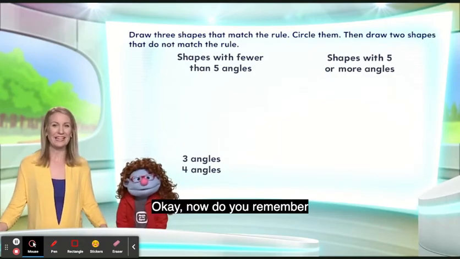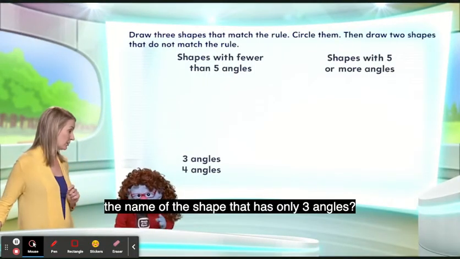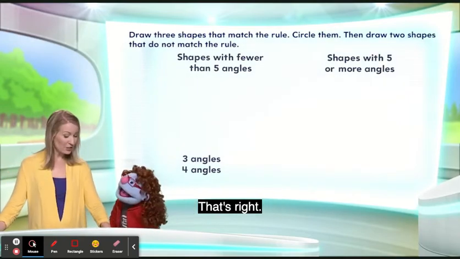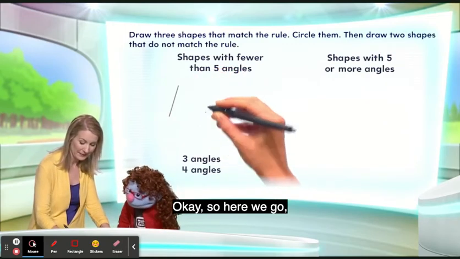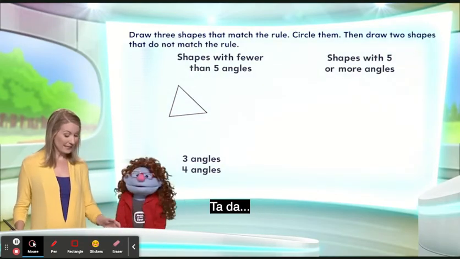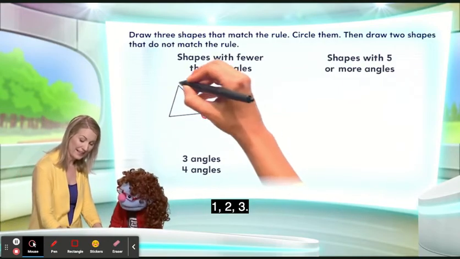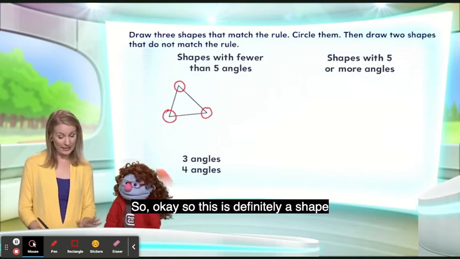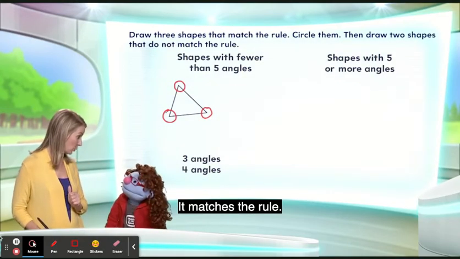Do you remember the name of the shape that has only 3 angles? Oh, that's a triangle. That's right. So let's begin with that shape. Here we go. Look at that. That is a triangle. Ta-da! Now, does this triangle have 3 angles? Let's count. 1, 2, 3. Yes, it does. So this is definitely a shape with fewer than 5 angles, right? It matches the rule.